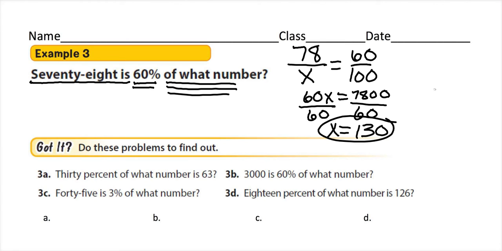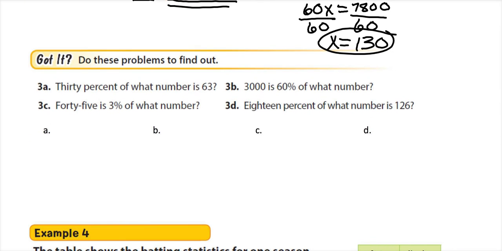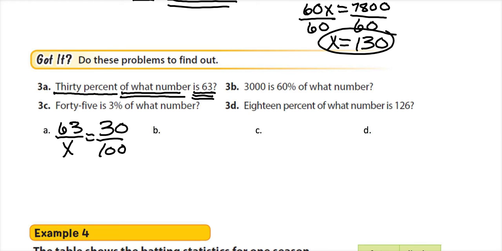Okay, so let's take a look here. Let me scroll down just a little bit. There we go. Got lots of room now. Okay. Letter A says 30% of what number is 63? So 30%, it says of what number is 63? Okay, so it's is over of equals percent over 100. So is 63. Over of, it doesn't say what it is, so that's our x, 30%, and then over 100.